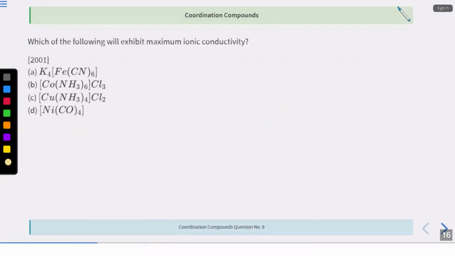Which of the following will exhibit maximum ionic conductivity? So maximum ionic conductivity will be exhibited by the compound which will give the maximum ions in electrolytic solution.